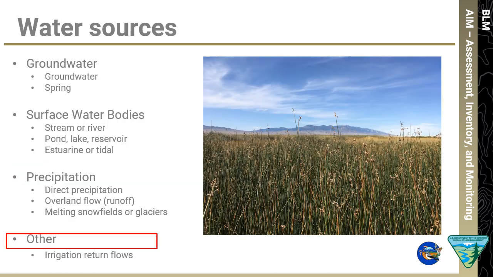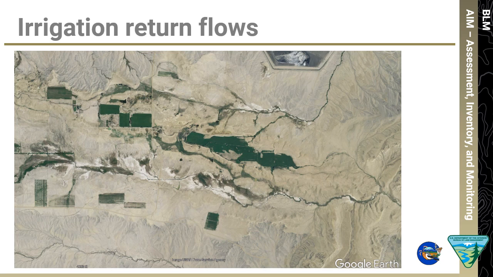Some types of wetlands are fed by other water sources that do not fall under the groundwater, surface water, or precipitation categories. Wetlands are sometimes formed and maintained by excess irrigation water applied to farmlands. The excess water flows downslope and accumulates into drainages or other low points. Irrigation canals can also seep on the downslope side. In this example, you can see where excess irrigation water has collected in the drainages flowing away from the adjacent agricultural fields.